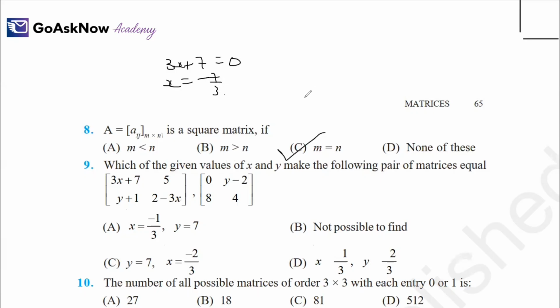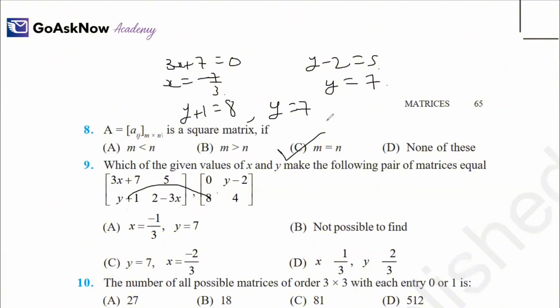Okay. And for the second part, you will get y minus 2 is equal to 5. So y should be 7 from here. For the third element, y plus 1 should be equal to 8. So y is coming 7 here. The y value is coming equal for both the cases. And that should be so, because x and y are not different for these variables. These are the same for the second case and for the first case also.